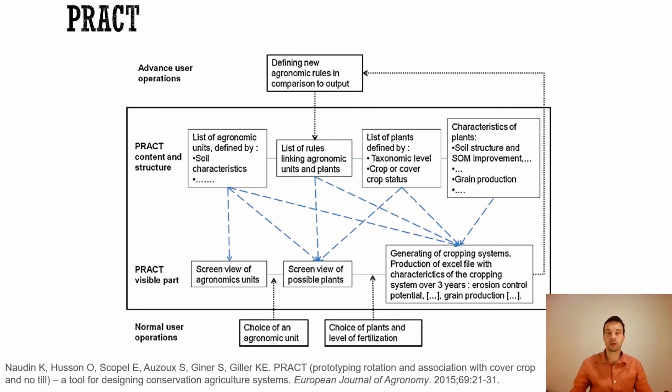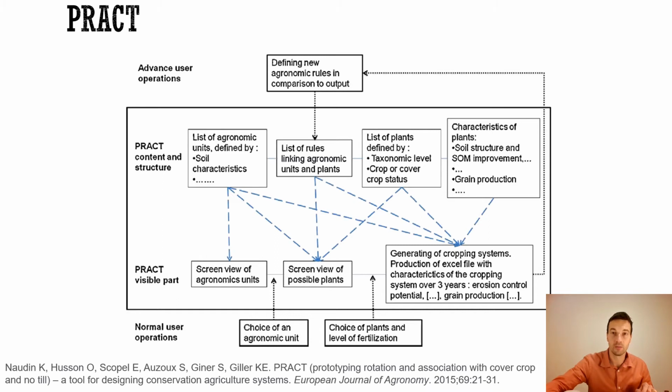The next tool for designing crop rotations, which I'm going to review, is called PRACT, which means prototyping rotation and association with cover crops and no-till. This tool was developed to support the design of appropriate crop sequences for no-till conservation agriculture systems, and a special feature of such system is intercropping with cover crops and production of biomass to serve as a mulch for the next cropping season.